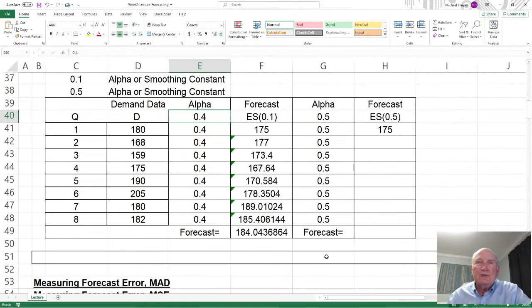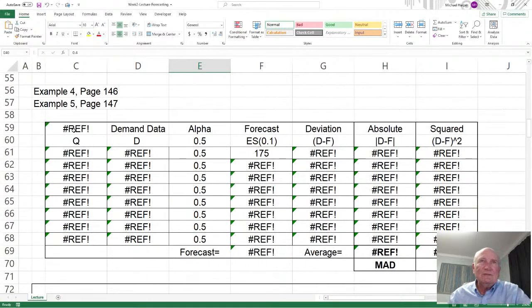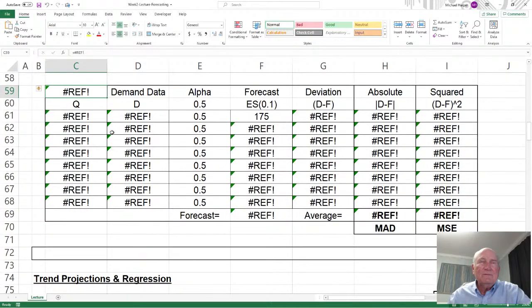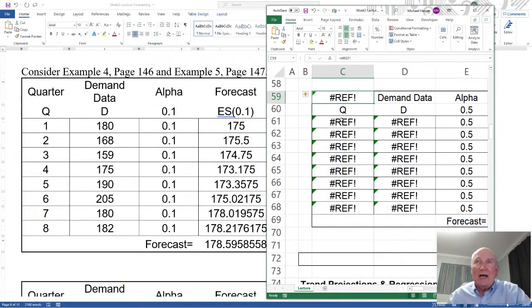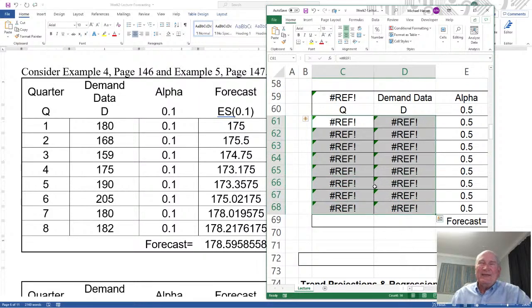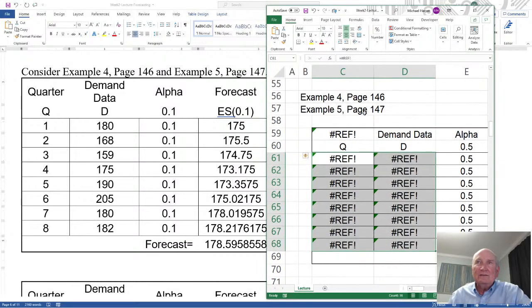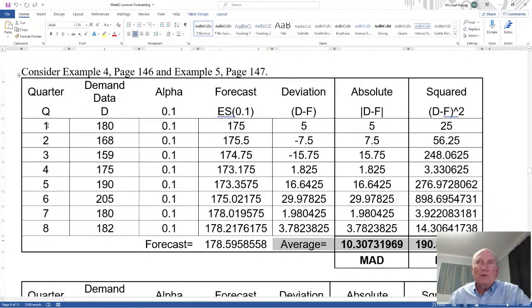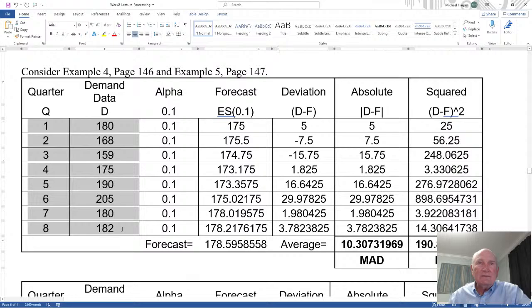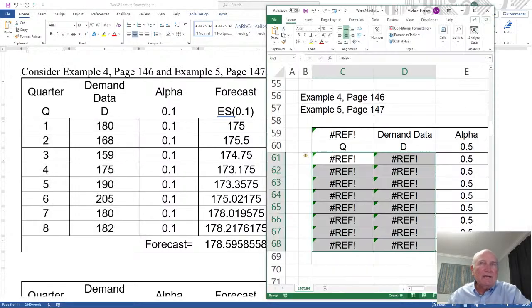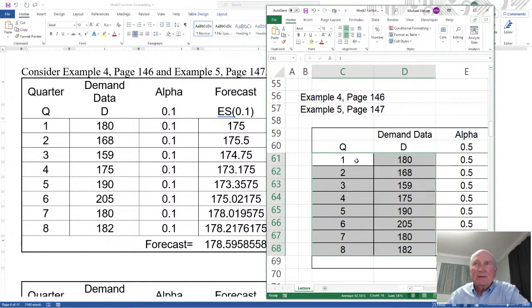So let's come down to the next, measuring forecast error. Again, for some reason, I don't know why this happened. No worries. I will not give you something with these references in there. I will give you the actual values. But let's do it anyway. For example 4 here, this is example 4 and example 5 both. So let's take the quarters and the demand data, Control C. Let's bring back Excel and do it right here. We'll delete that and put it in here. Control V to paste it. Yes, I have the same numbers in there. Very good.